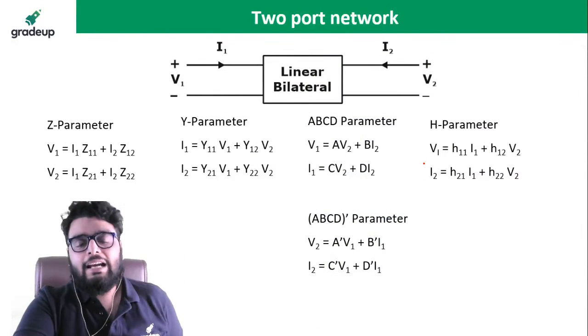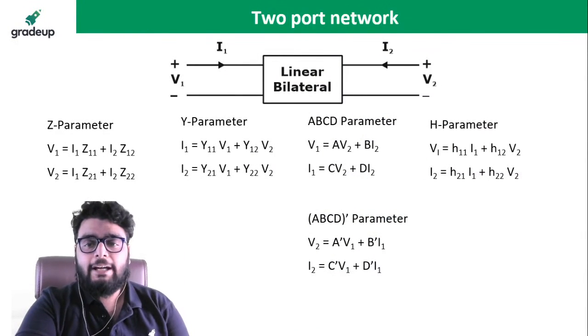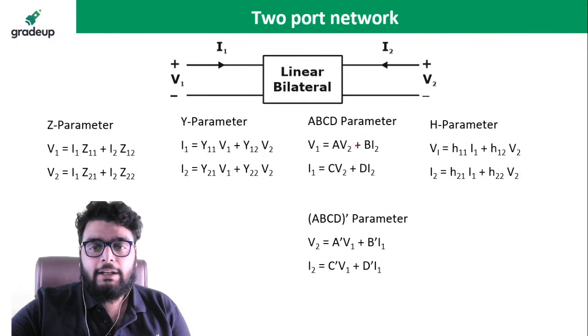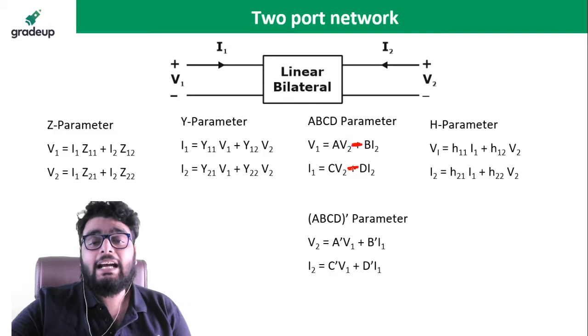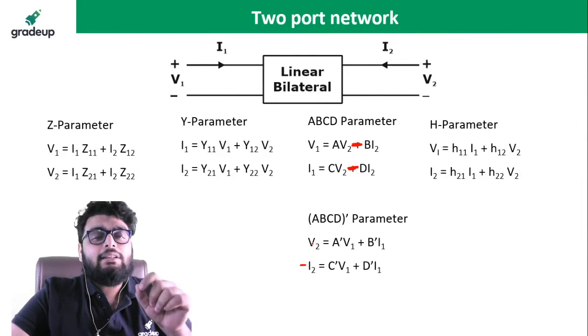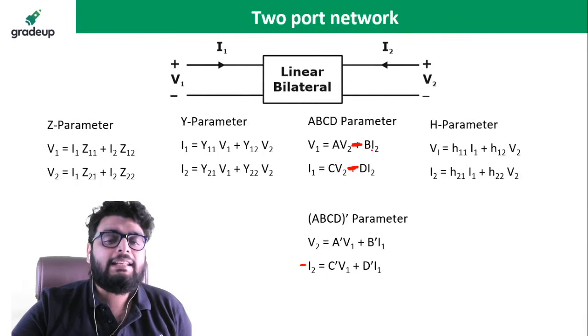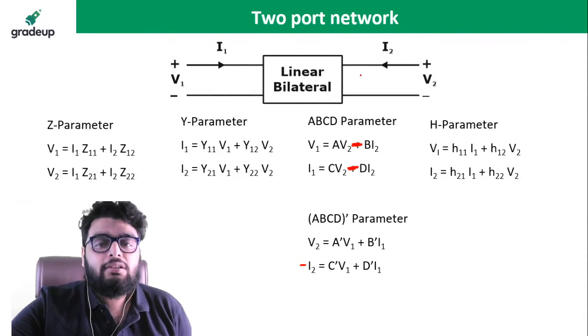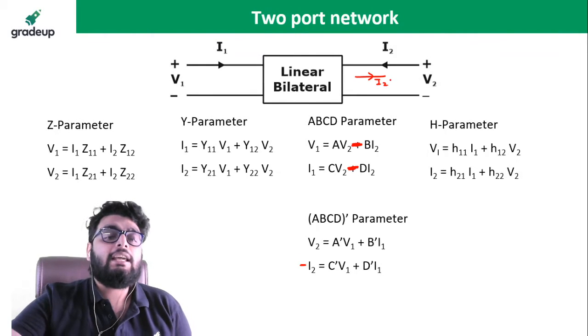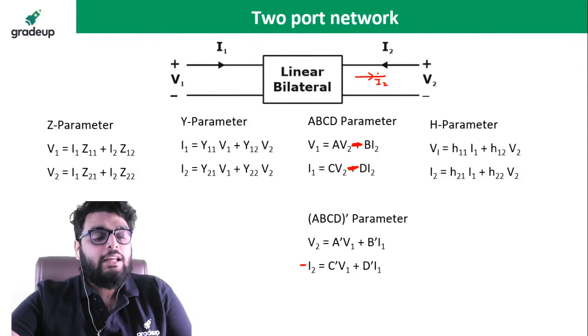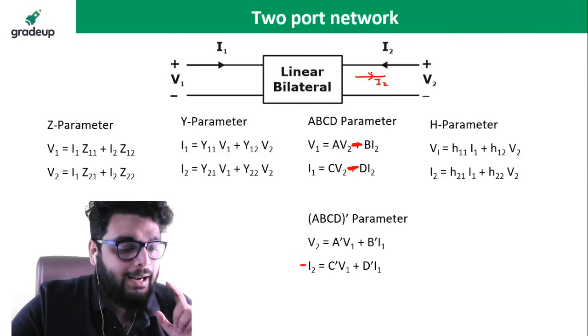So this we have actually discussed in the last class, right? And I told you here it will be a minus sign, minus I2. And guys, remember one point very carefully. For the ABCD parameter, you have to put the minus with I2. Why? Because the I2 flows outside the network for the ABCD parameter, because it represents the transmission parameter.